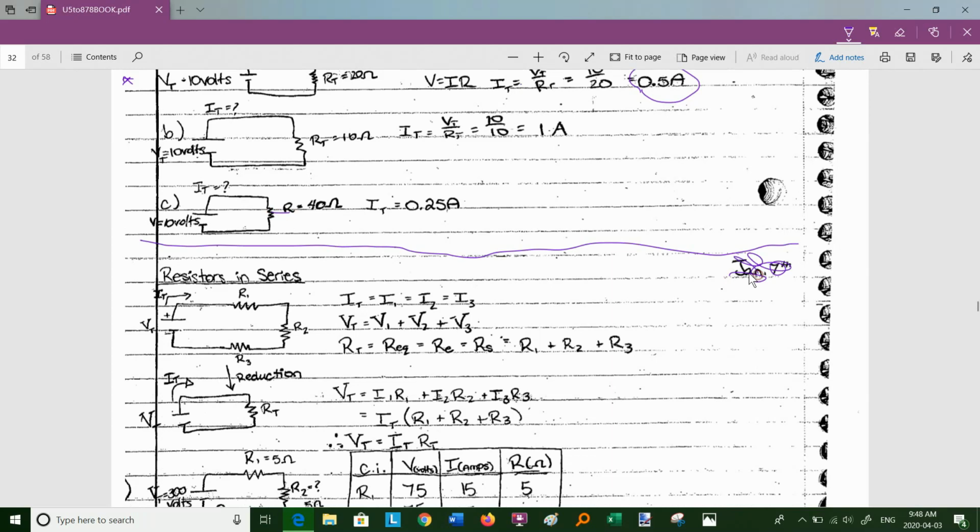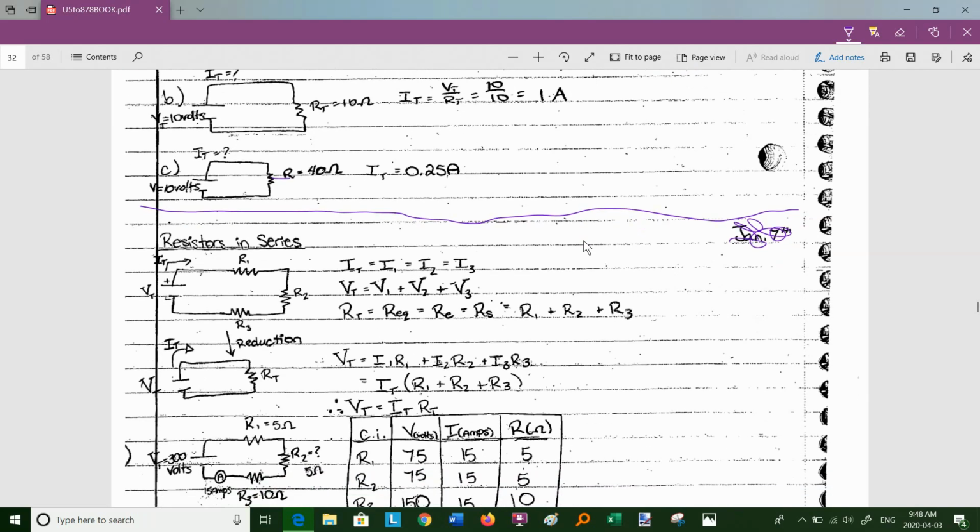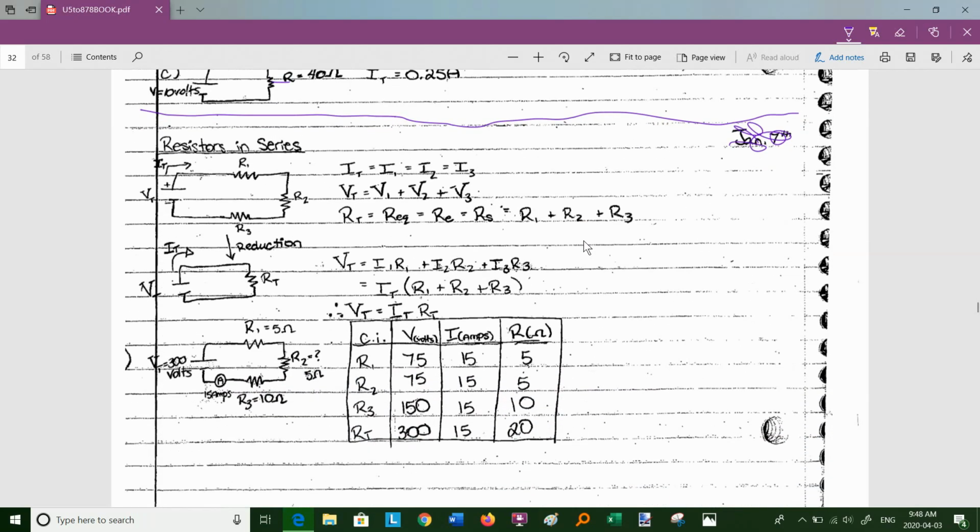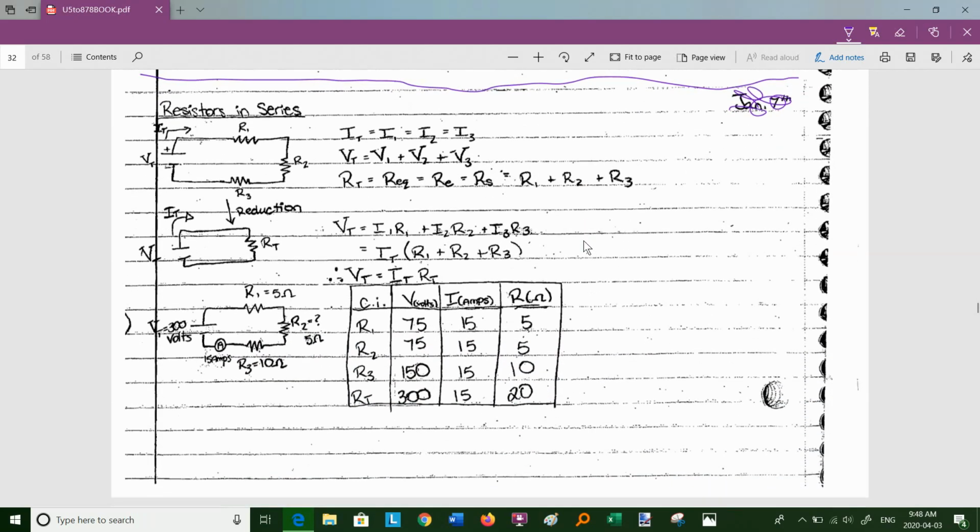Now let's look at what if you have more than one resistor in series. Okay, so these are not simple anymore. We usually don't have more than 6 or 7 or 8 of these. So let's look. Resistors in series. So this is still on page 32.